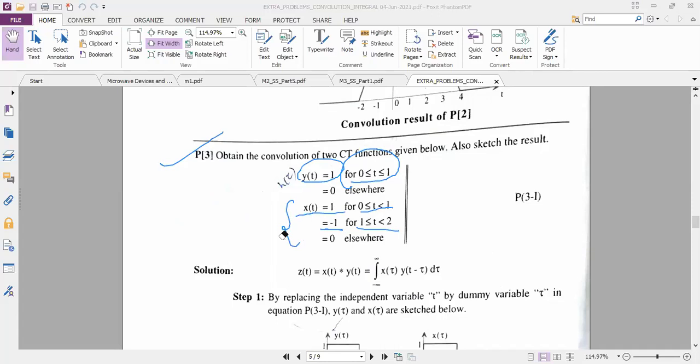Have you copied this problem? Yes, ma'am. Yes.